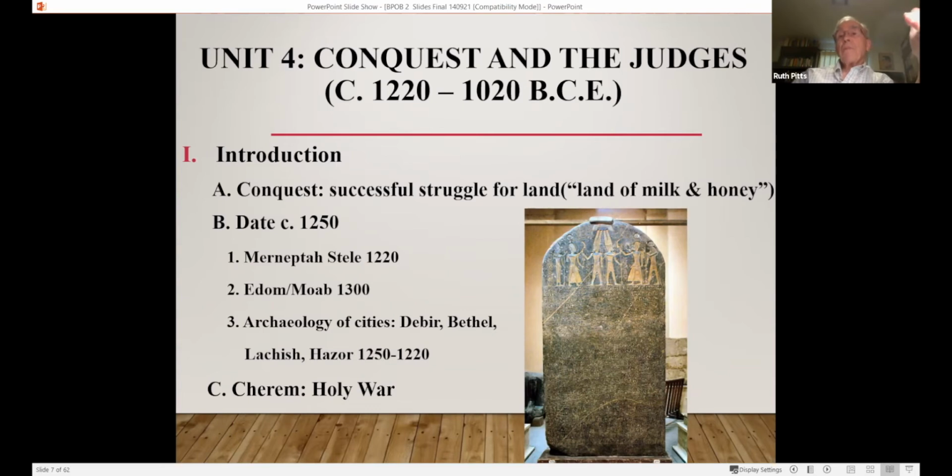So the Merneptah stela is the very first. The stela, it means an inscribed stone. And so at the very bottom of this document, or this stone, I should say, is the first reference to Israel that we have outside the Old Testament.